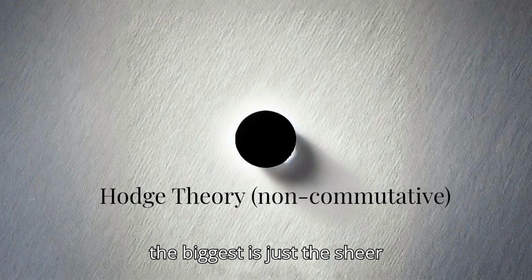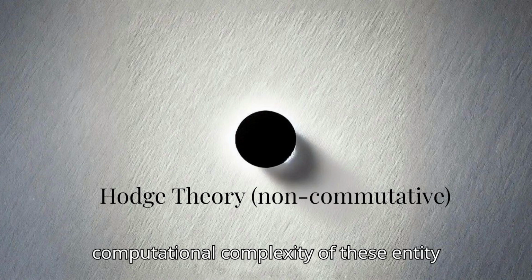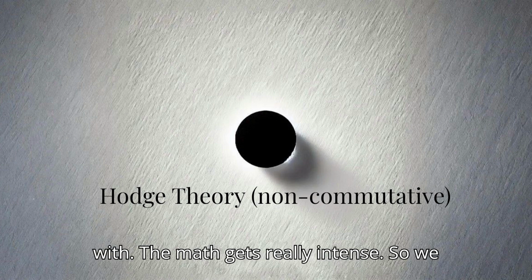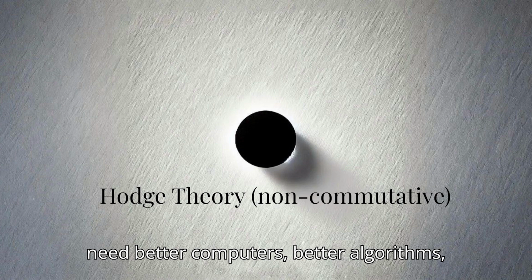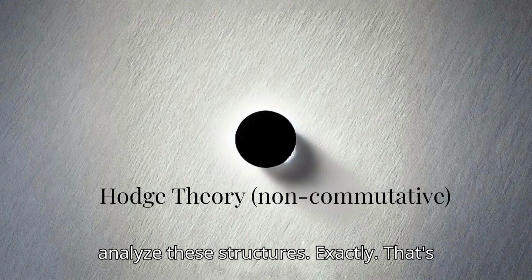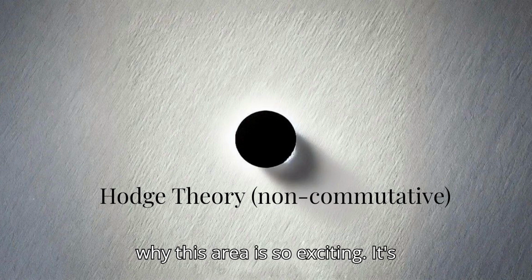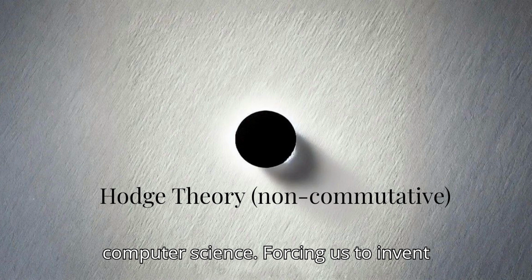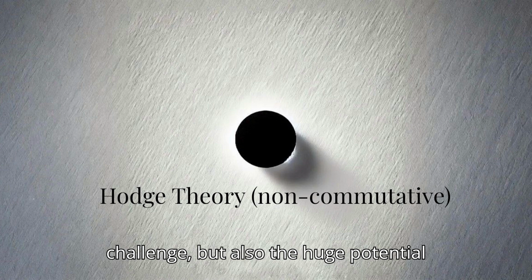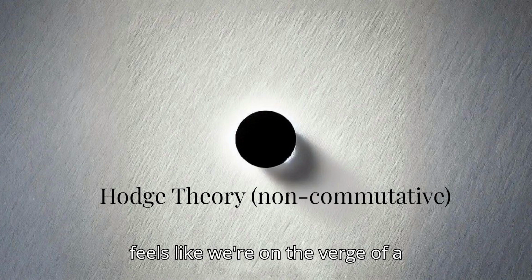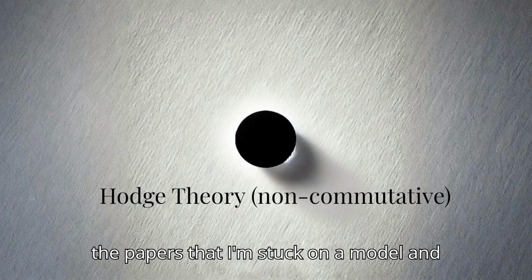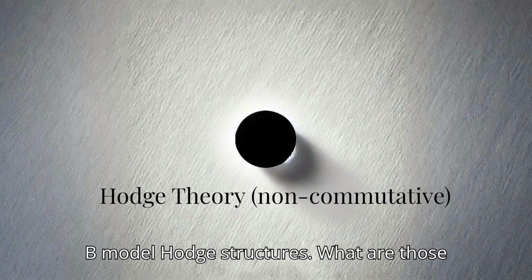One of the biggest is just the sheer computational complexity of these NC spaces. They can be so much more complex than the spaces we're used to dealing with. The math gets really intense. So we need better computers, better algorithms, new ways of even thinking about how to analyze these structures. Exactly. That's why this area is so exciting. It's pushing the boundaries of math and computer science, forcing us to invent new tools and approaches. Okay, I'm starting to see the scope of the challenge, but also the huge potential. Feels like we're on the verge of a breakthrough in how we understand complex systems. But there's one more thing from the papers that I'm stuck on. A model and B model Hodge structures.